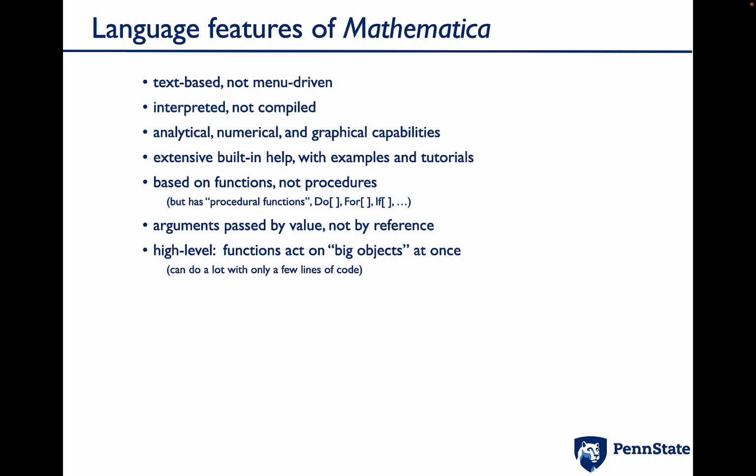Mathematica is a very high-level language. It has many, many functions that act on big objects at once and do big things without having to loop. And this means that you can do an awful lot with only a few lines of code. And this is a great virtue because it's a truism in programming that the number of errors per line of code is a constant independent of the language. So you'd like your programs to be as short as possible, with you having to deal with and therefore possibly mess up as few details as possible.